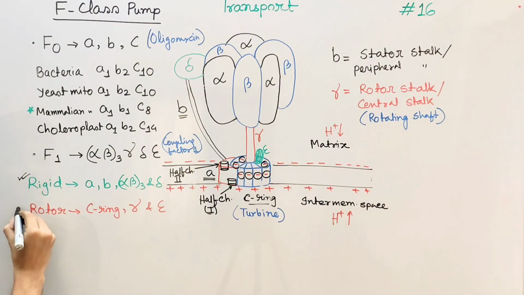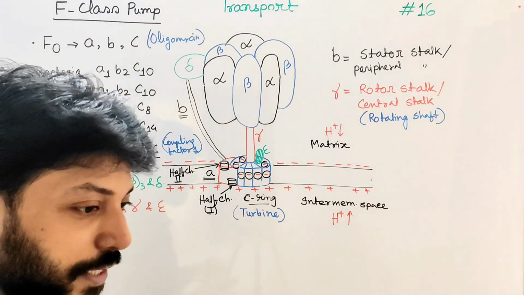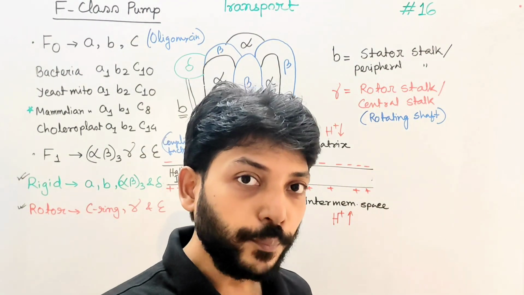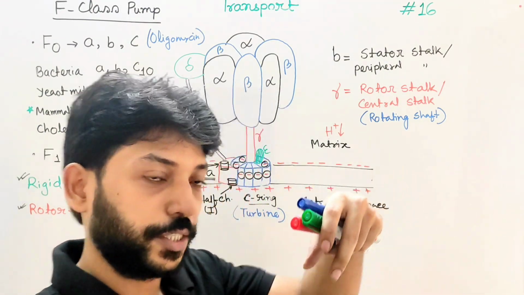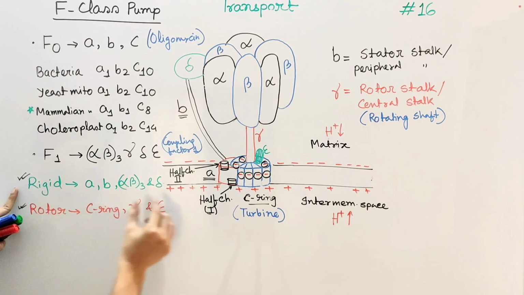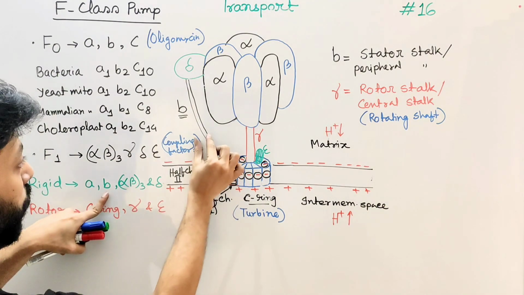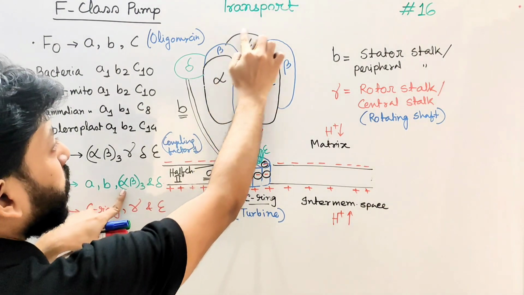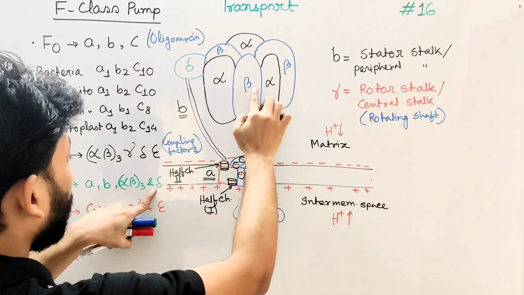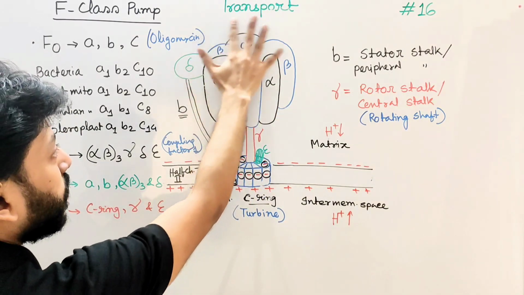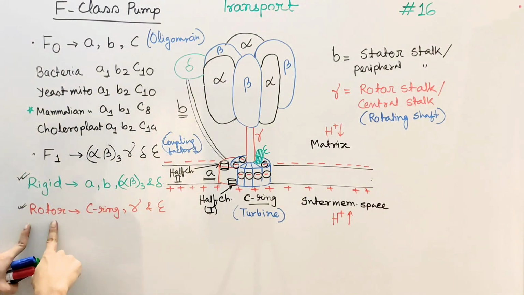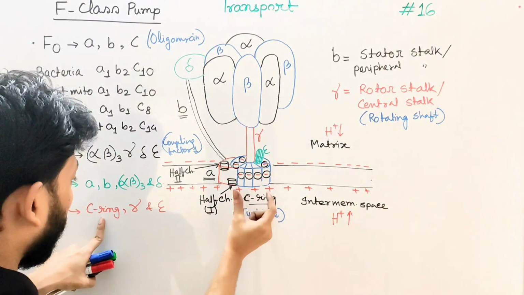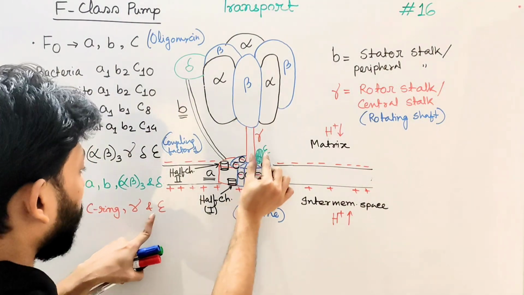So in this structure, there are 2 conditions or 2 situations. One is called rigid and the other is rotor. That means in this structure, some portion of the protein actually rotates and some portion remains rigid. The rigid portion is this A structure, this B structure, the alpha-beta 3 hexamer, and this delta. So these portions are actually rigid. They do not move, they do not rotate. But the rotor is the C ring, the turbine, the gamma, and the epsilon.